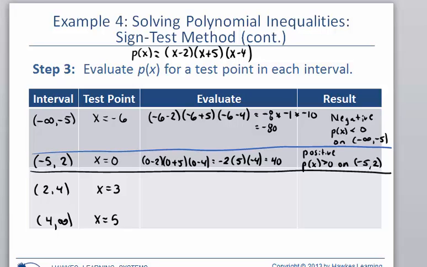All right, moving on to the third interval. We're going to plug in 3. So we'll have 3 minus 2, 3 plus 5, 3 minus 4. So we have 1 times 8 times negative 1, which gives me negative 8. Again, not so concerned that it's negative 8, but concerned that it's negative, which means that my function is less than 0 on any x between 2 and 4.